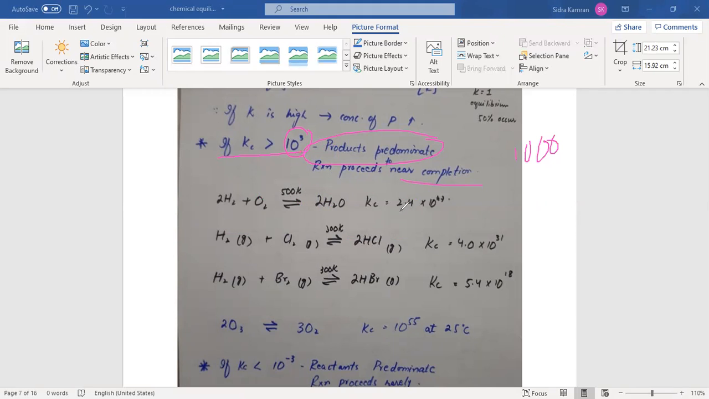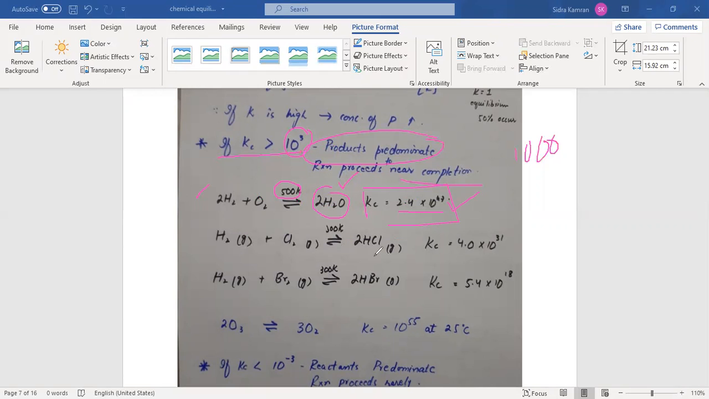Here you can see 2.4 × 10^47 is the value of the equilibrium constant for this reaction, the formation of water at 500 Kelvin temperature. So the equilibrium constant for this reaction is higher than 10^3, so the reaction is near to completion.